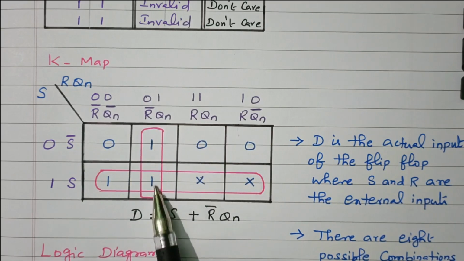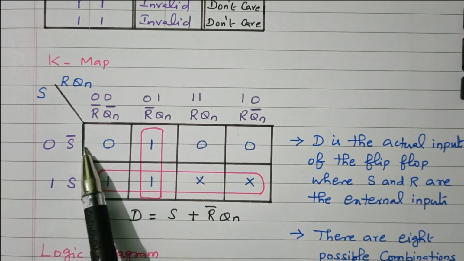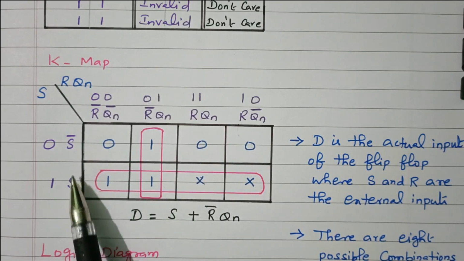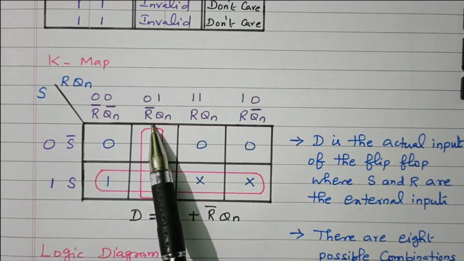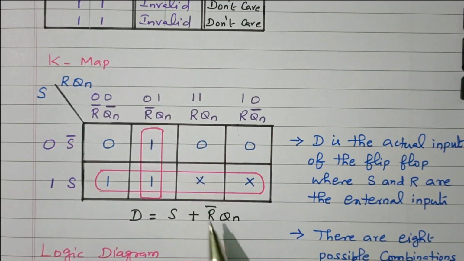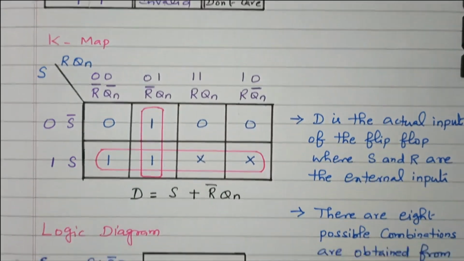While grouping these 2 cells, we have to refer to the corresponding first row and second row. S, S bar got cancelled. What is available in the second column is as it is: R bar, Qn. Right? So the D input is equal to S plus R bar Qn. So by giving this input to the D flip-flop, that will be converted into the SR flip-flop. Right. Now we'll see the logic diagram.